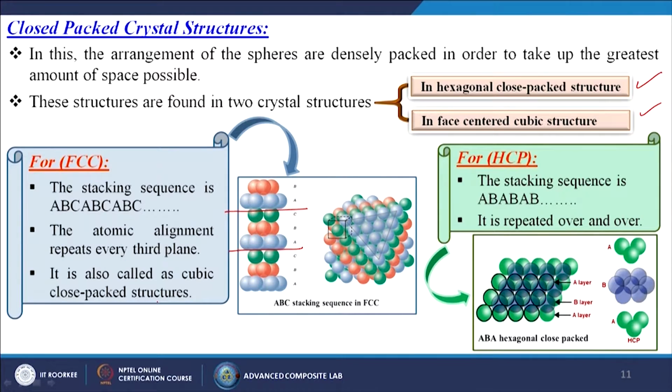When we are talking about the HCP, the hexagonal close packed, the stacking sequence is AB, AB, AB like that. So, it is a layer by layer structure. Generally A, then B will come, then again A will come, then again B will come. So, this is the hexagonal close packed structure.